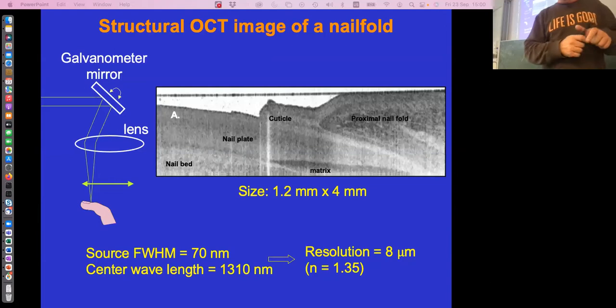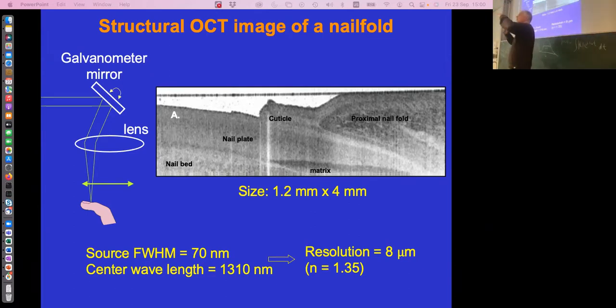Okay, and so this is now an image of a nail plate. If you look at my finger here, you see my nail, and then my nail disappears under the skin. That is what you see here. Nail plate. This is called the cuticle, proximal nail fold.